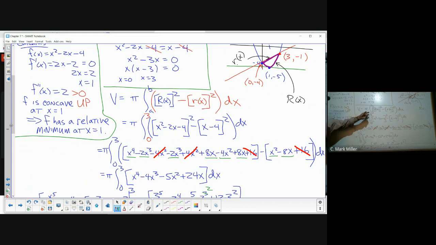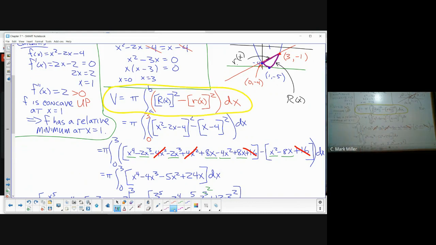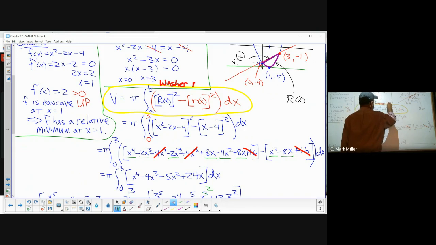So this setup here, it's really the new thing with this problem. That is really the new teaching in this whole problem. That is how you deal with the hole in the middle. That is the quote-unquote washer method, right? So this is the washer. And all it is, is an adapted disk method.